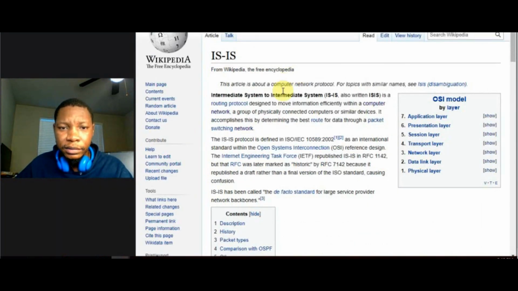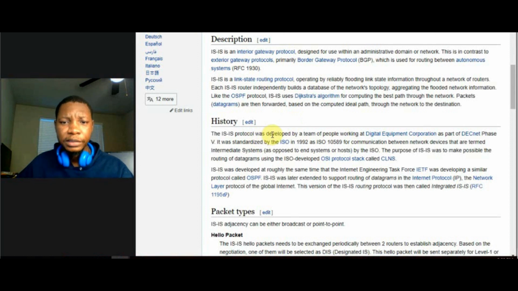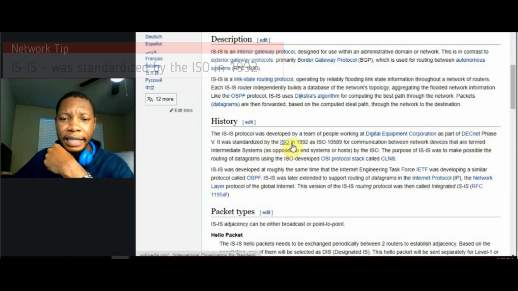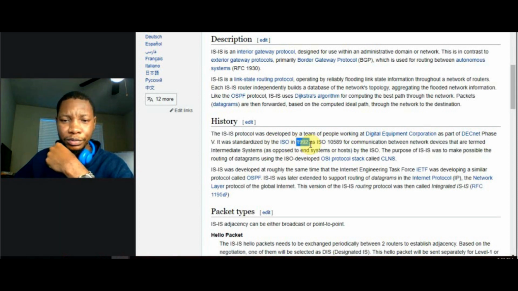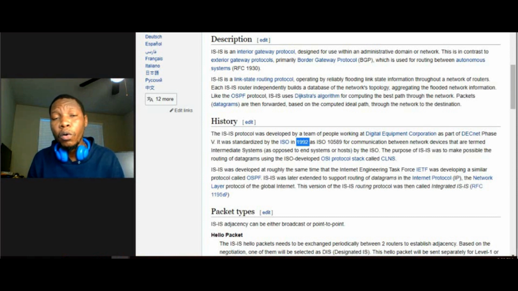Now for ISIS, Intermediate System to Intermediate System, let's look for its history. ISIS was developed by a team of people working at Digital Equipment Corporation as part of DECnet. It was standardized by the ISO in 1992. Yep, that was a long time ago. ISIS is very extensible. It's getting popular again. A lot of ISPs use ISIS in their core.